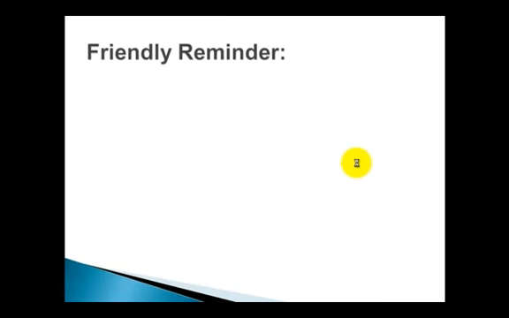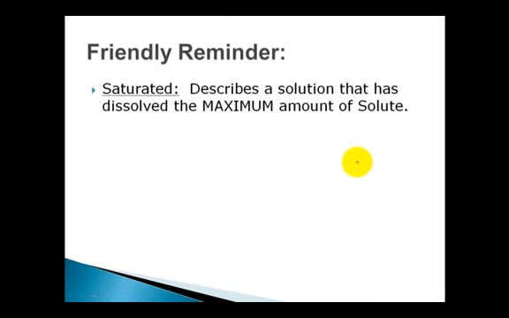Before we get into this whole topic, we do want to go over a couple key terms. The first key term we want to get into is saturation. What does it mean when something is saturated? It simply describes a solution that has the maximum amount of solute dissolved. A good analogy for this would be a paper towel that is soaking wet. The paper towel can no longer absorb any more water, therefore it's saturated with water.